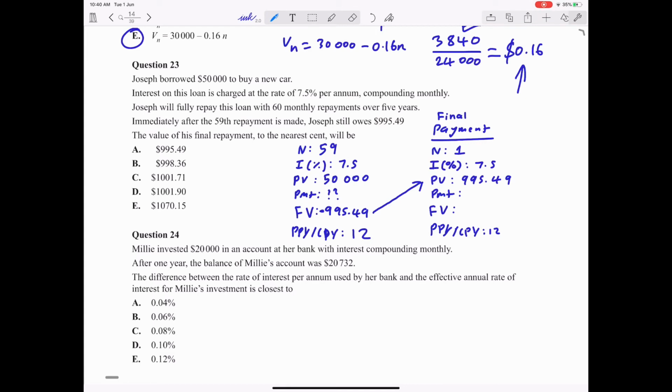And it says he repays the loan in 60 monthly repayments. So one more payment should result in a future value of 0. Therefore, all we need to do now is just find the payment. If you put that on your calculator, you get $1,001.71. So therefore C is the correct answer.